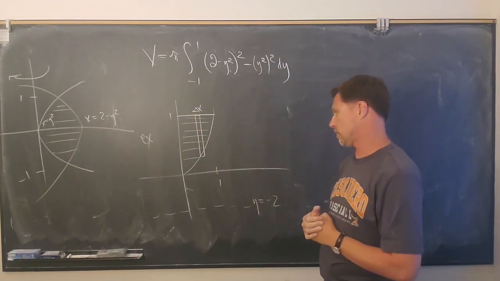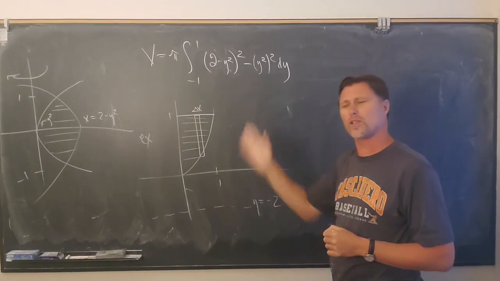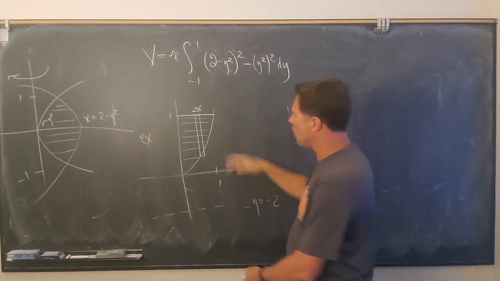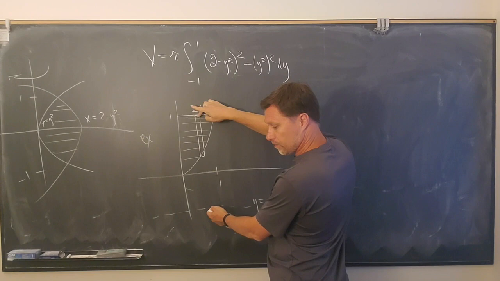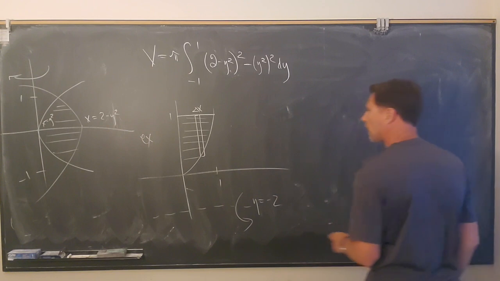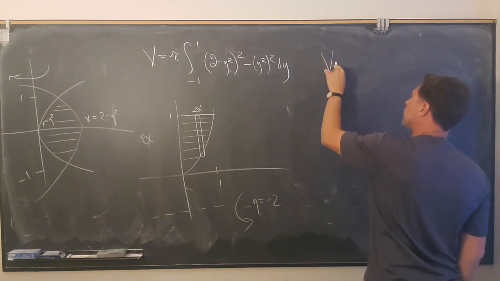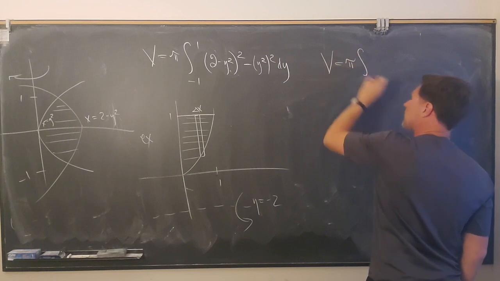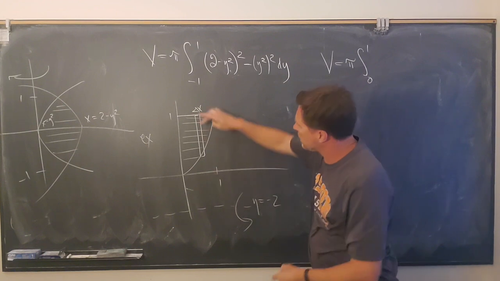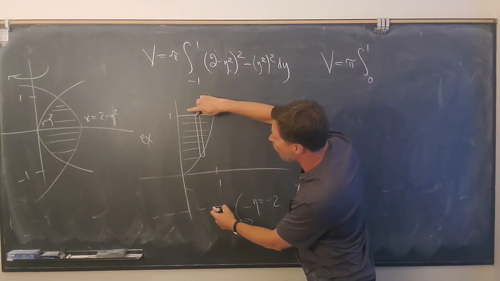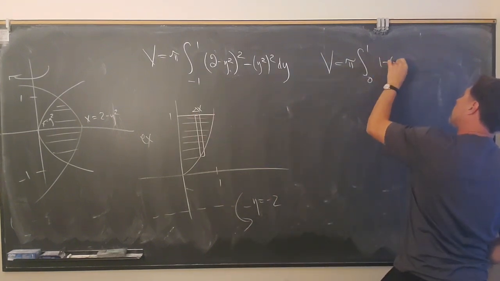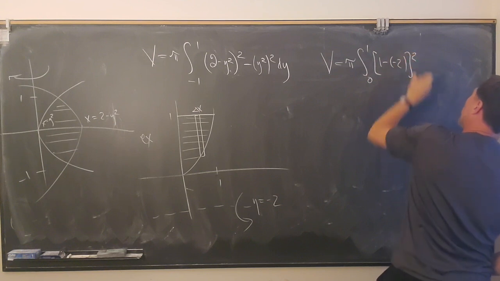Now, what changes? Remember that all of our vertical slices are circles. What changes? Well, the radius changes, and that's all we need to do. If I want to revolve around that line right there, then the volume is going to be pi times the integral, in this case from 0 to 1. And now, what is this distance right here? We're going to go from y equals 1 to y equals negative 2, so that will be 1 minus negative 2, squared.